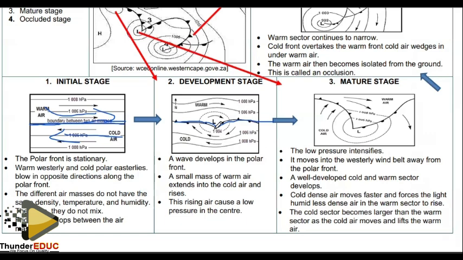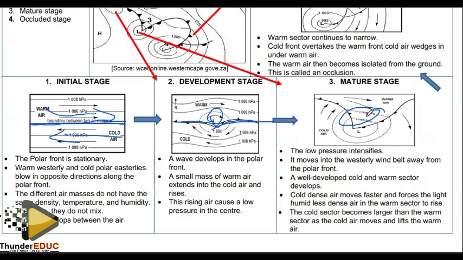Then we go to number 3. You are seeing the difference here. This is a zone which is occupied by warm air. It's still wide when we have that disturbance on the polar front. But if you check here, the area which is occupied by the warm air is increasingly getting narrower and narrower. We have reached maturity of the weather system.